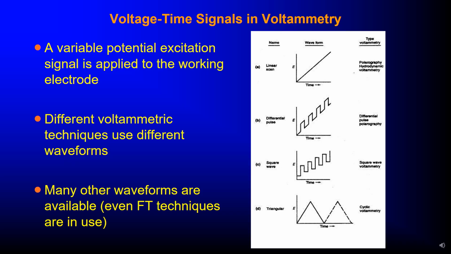So, types of voltammetry. We have different types of voltammetry. We have linear sweep voltammetry, as you can see. Then we have staircase voltammetry, and also square wave voltammetry.